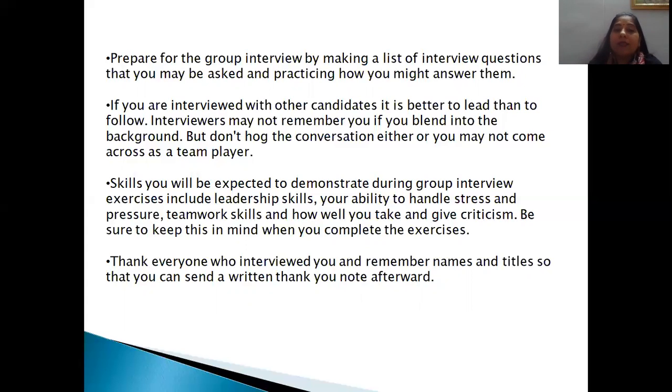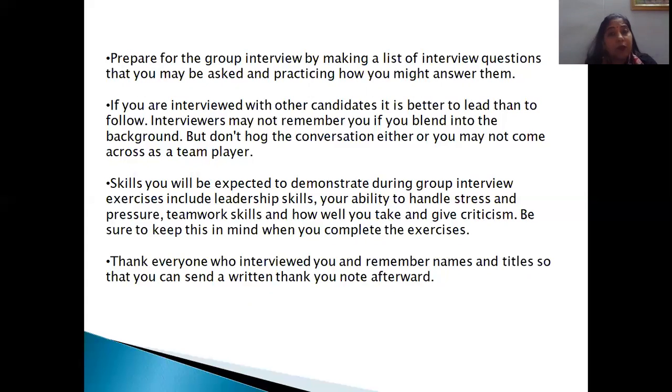Next are the skills you will be expected to demonstrate during group interview exercises: leadership skills, your ability to handle stress and pressure, teamwork skills, and how well you take and give criticism. It's very important. You might be criticized, it might be said that you're wrong, but then how do you handle this? Even if you know that you're right, how you need to handle it, how your expressions should be. These are all points you need to take care of. You need to practice well beforehand before you appear for an interview. Be sure to keep this in mind when you complete all the exercises.